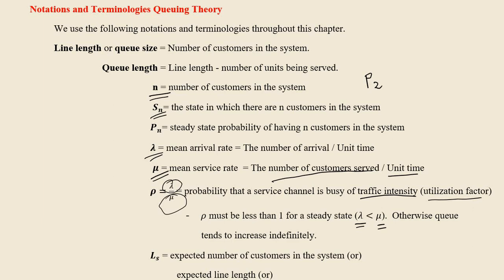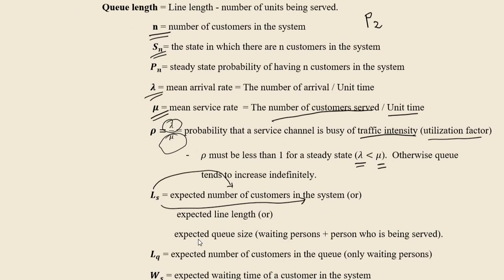The next notation we use is Ls. Actually, L denotes the number of customers and S denotes system. So simply Ls denotes the expected number of customers in the system. We can call the same thing the expected line length or expected queue size, that is, the waiting persons plus those being served. So that means it includes the persons who are getting service also.